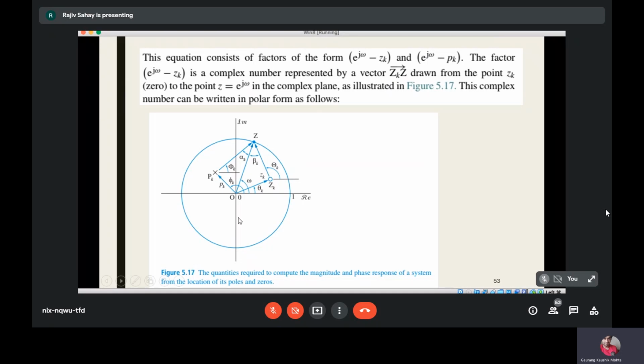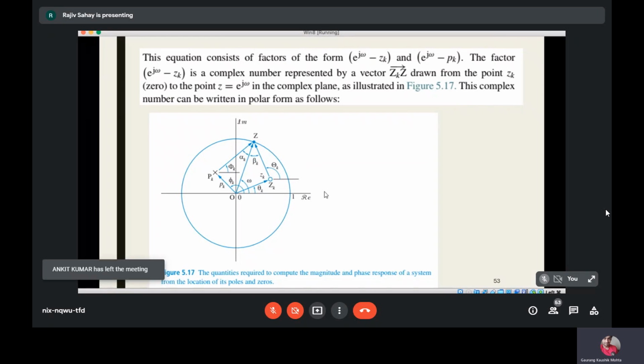So you see here in the diagram, this is the complex Z plane, and here you have Z, and Z_k is here. This is the location of the zero. So this is the vector from Z_k to Z, drawn from the point Z_k, which is a zero, to the point Z equal to e^{jω}. This angle is omega. So this is e^{jω}. On the unit circle, Z equals 1 times e^{jω}. So Z is here. This is the way we can describe it geometrically.